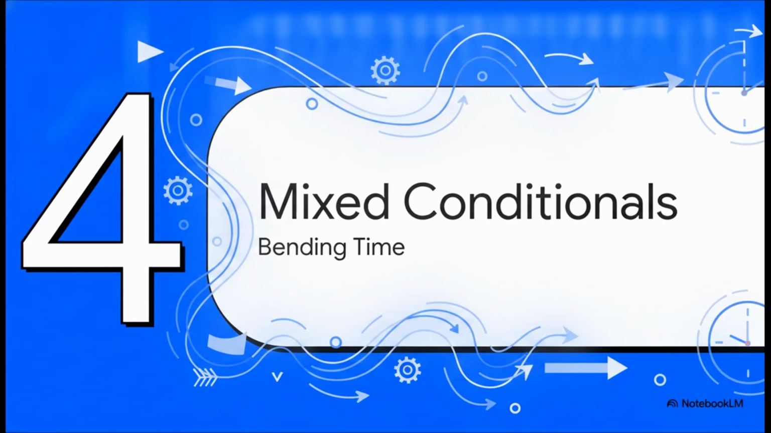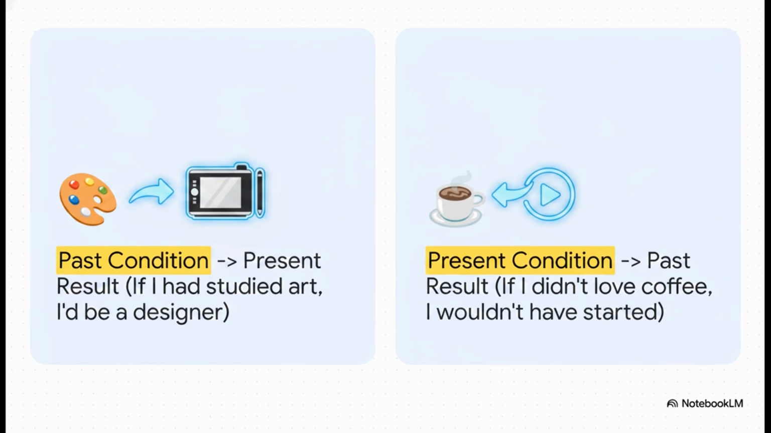Section 4. Bending time. Mixed conditionals. Combining past and present time frames. Get ready to bend the rules a bit, because sometimes life just isn't as perfectly neat as a textbook. Let's see how this builds when we mix time frames. There are two main ways to do this. First, a past condition with a present result. For example, if I had studied art in college, I'd be a designer today. We're mixing the third conditional's past with the second conditional's present.